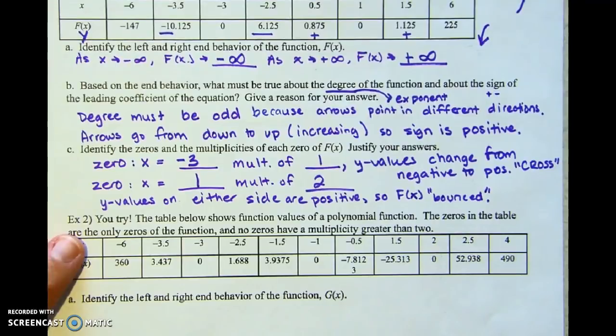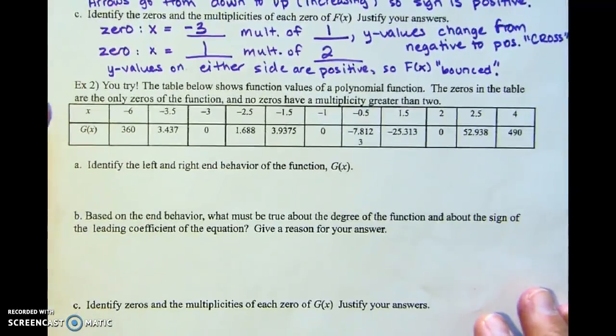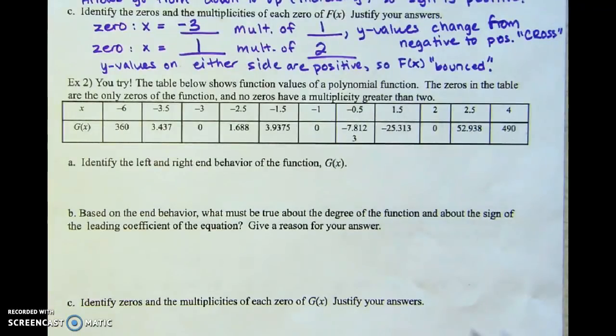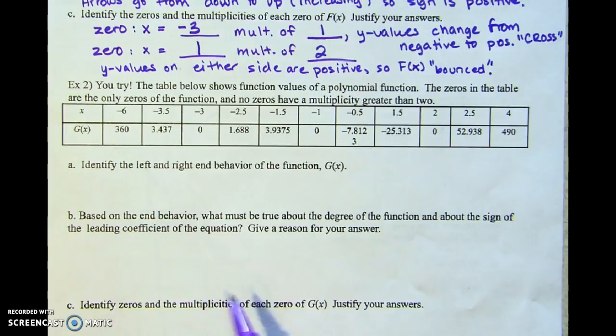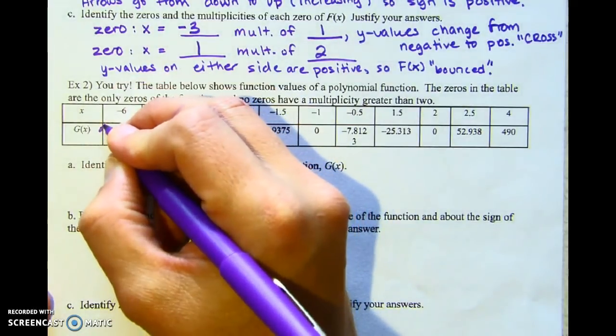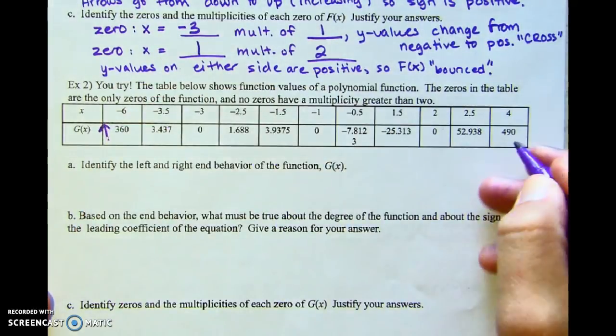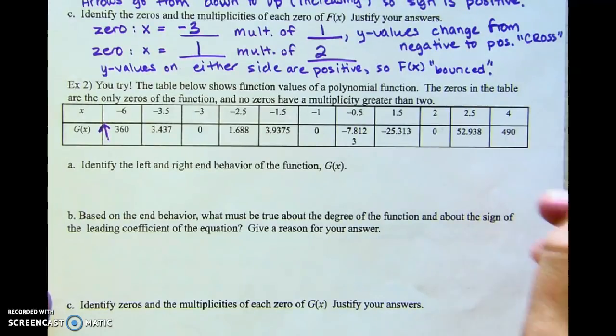All right, you're going to try this one. These are just quick little notes. You're going to try this one, but let me talk you through it a little bit. So we're going to look at the number on the left. Do you see that y value, is that positive or negative? Positive. So the end behavior on the left would be going up. And is this positive or negative? It's positive. So the end behavior on the right would be going up. So that's left and right end behavior.